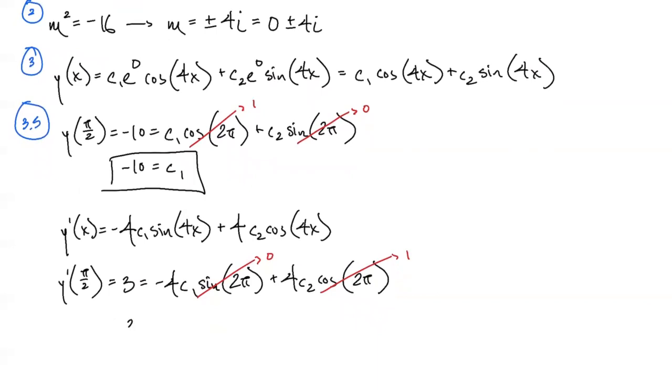In the second case, the same thing kind of happens. The first term zeroes out, and we're left with 4 C2 on the right-hand side. That means that our C2 is 3/4. Okay.